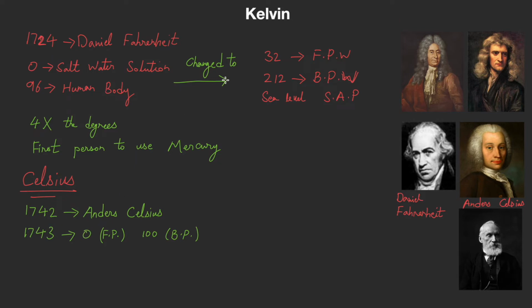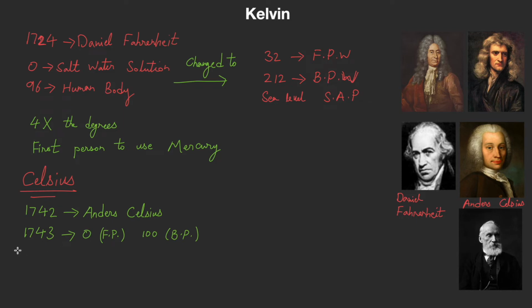I don't know why Celsius did it, but I think they changed it to what Daniel Fahrenheit did, a lower numerical value for freezing point and a higher numerical value for the boiling point. So I think they did the same, and this was actually convenient. Okay, so here I explained what happened before 1743.